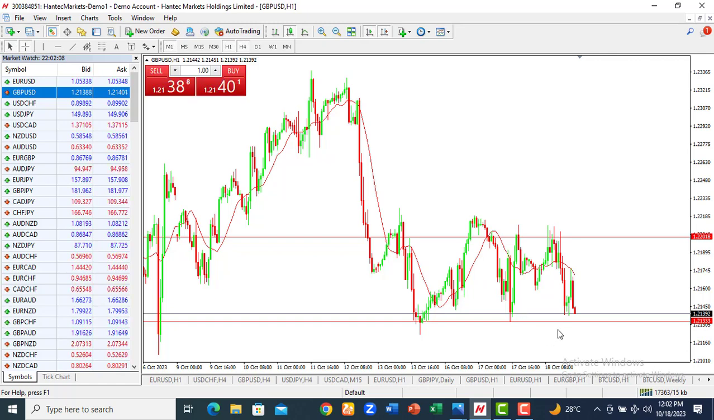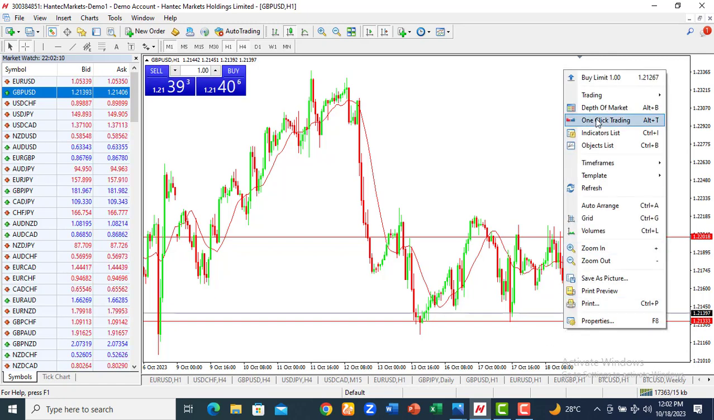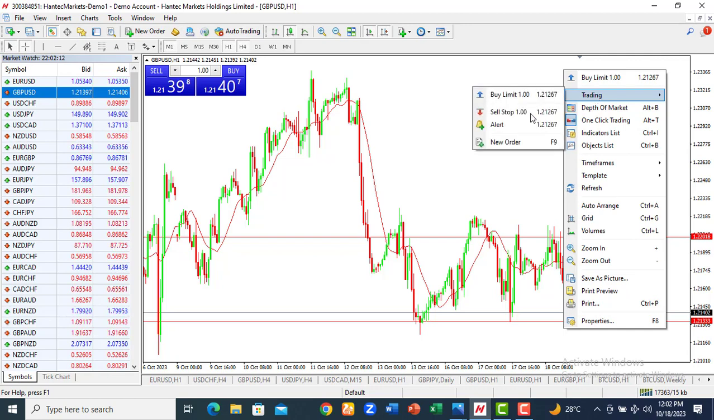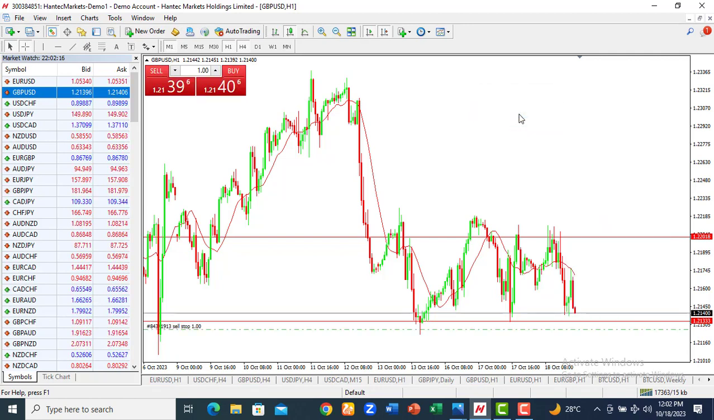So how do I do that? I right click here, I go to trading, then you can see one standard lot sell stop. So when the market gets to this place, breaking this zone, it's going to trigger you in for a sell, and you go in profit. As simple as that. So now we move to the second group.